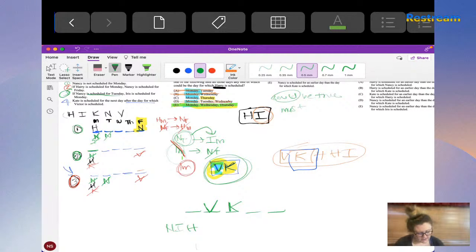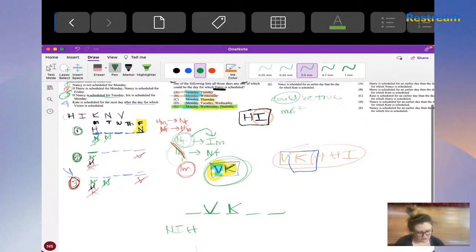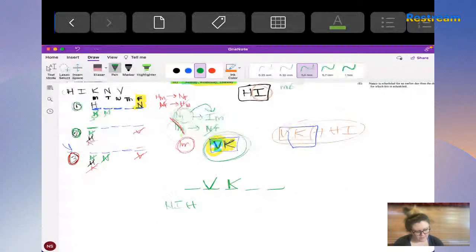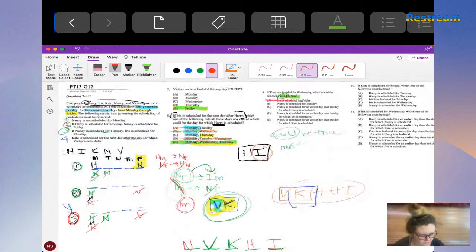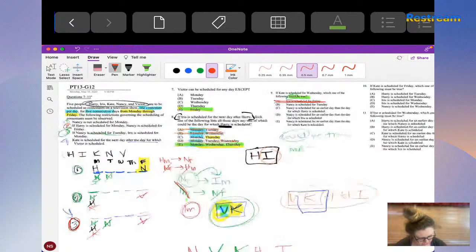and just ask ourselves, well, could this be true? Iris is scheduled for Friday. Could we put Iris Friday? If we do, where would everybody else have to go? Well, H couldn't go first because N can't go on Friday. So we know that H would have to go here. And then that would leave N, but we know that N can't go first. So A doesn't work.